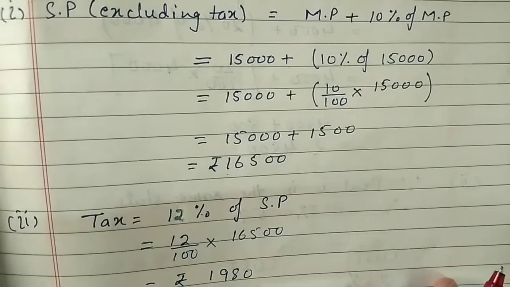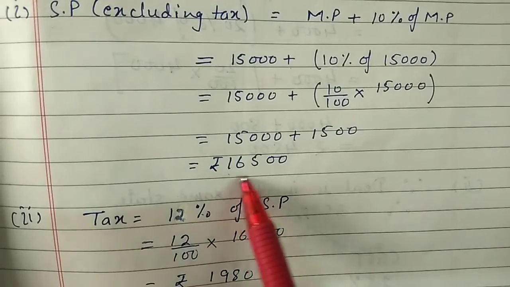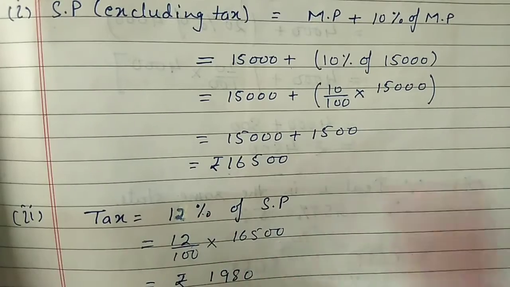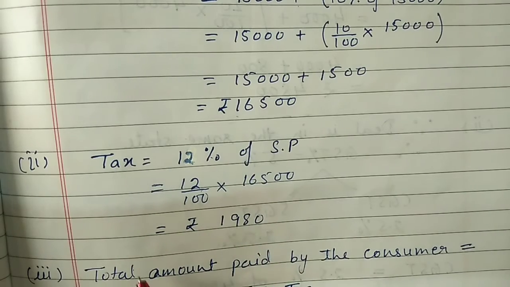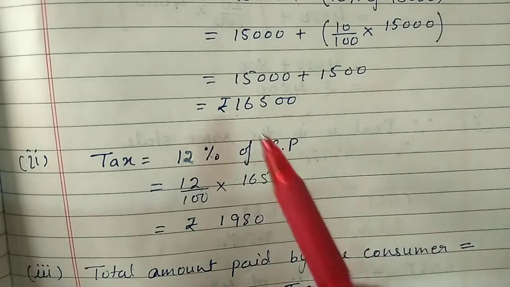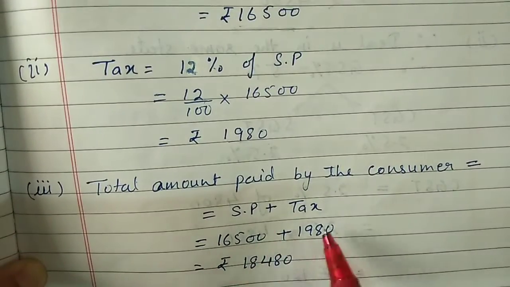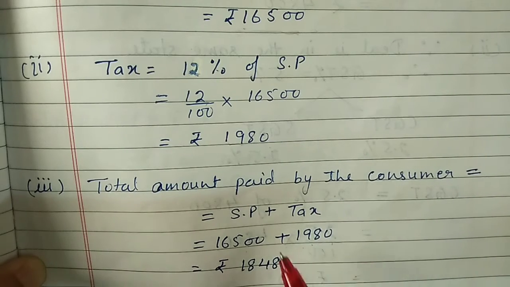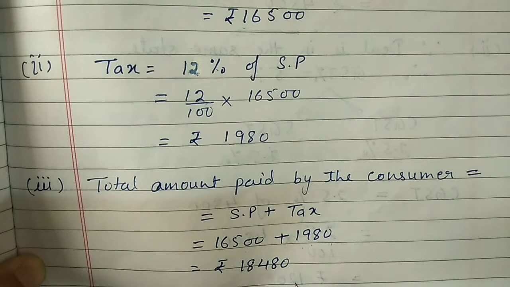Second thing, we have to find out the tax. It is given here, 12% GST, so 12% of selling price. Tax always will be applied on selling price. So selling price is here 16,500. 12% of 16,500 will be 1,980. Third part, we have to find out the total amount paid by the consumer. So finally the consumer will pay selling price plus tax. Selling price is 16,500 and tax is 1,980 rupees. Add it, 18,480 is the total amount paid by the consumer.